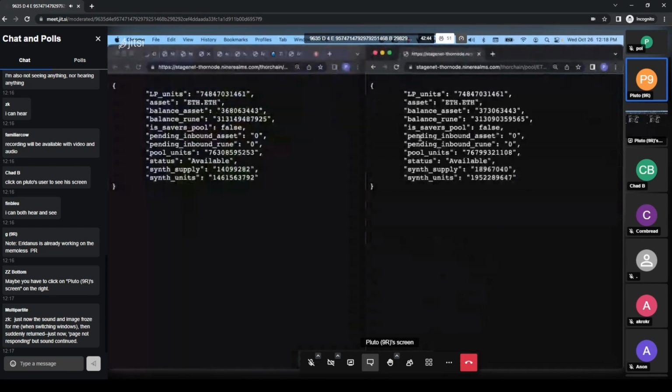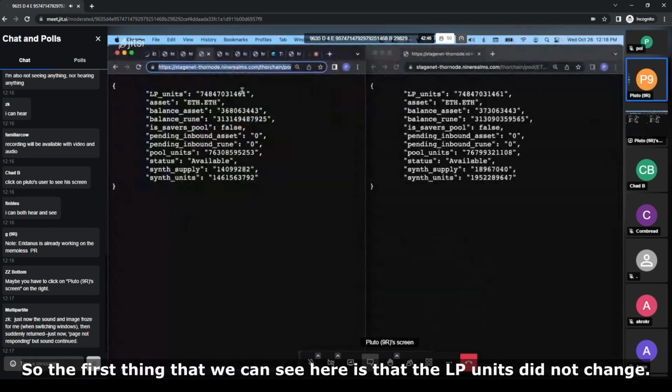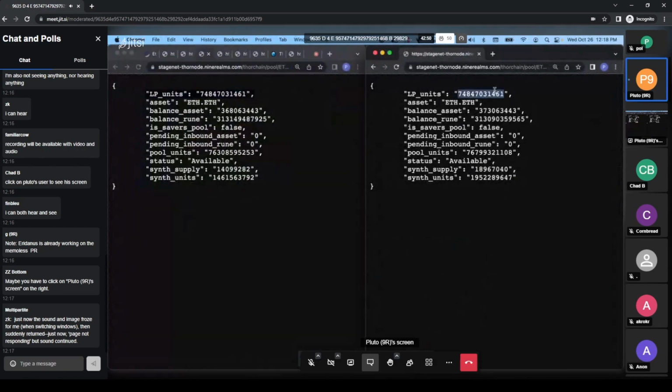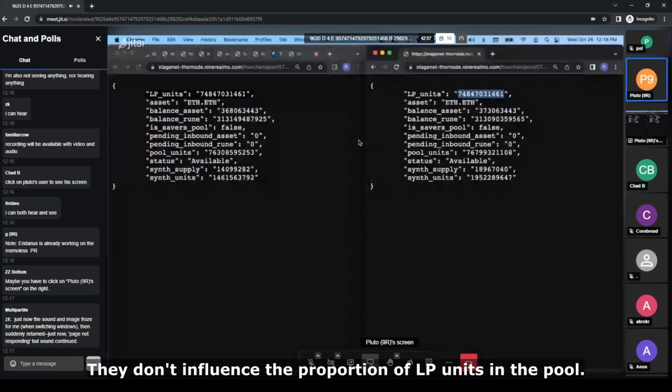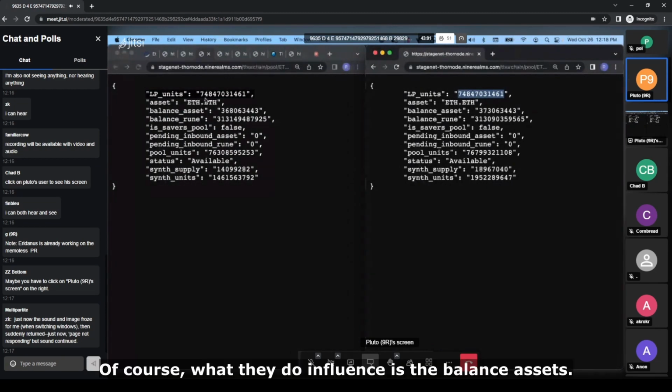Okay, cool. So the first thing that we can see here is that the LP units did not change because, again, the savers are separate from liquidity providers. They're a completely different thing. They don't influence the proportion of LP units in the pool. Of course, what they do influence is the balance of assets.